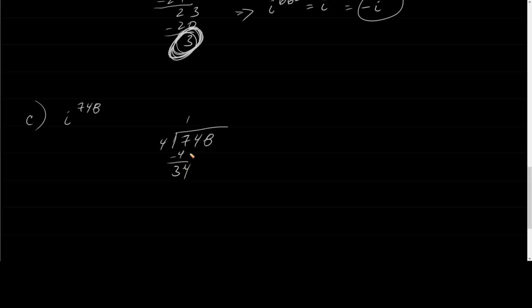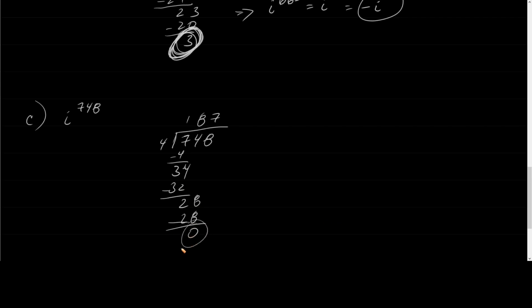4 into 34, that's 8. 8 times 4 is 32. Subtract. We end up with a 2. That's supposed to be a 2. There we go. Bring down the 8. 4 into 28, that's 7. 7 times 4 is 28. Subtract. It's 0. All right.